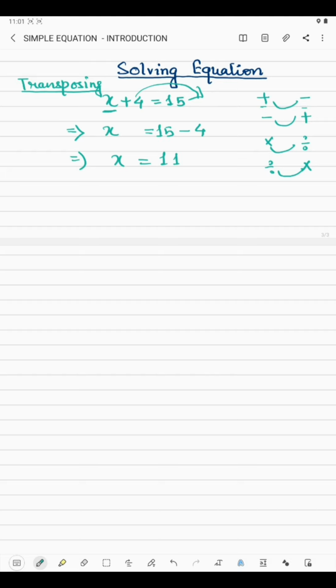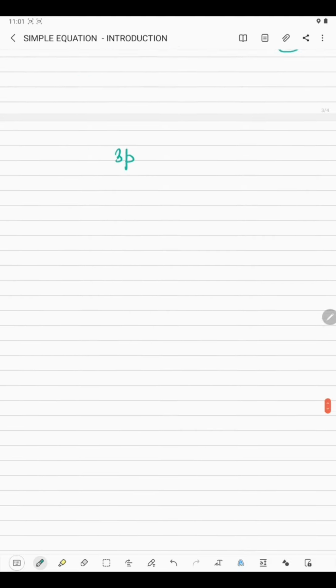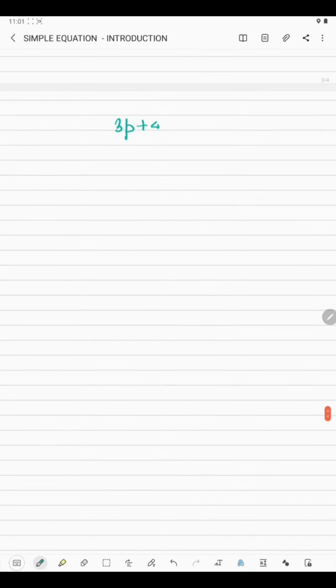Let us take another example. Say 3p plus 4 is equal to 25. At first we will have to remove 4 from it. Here we have to find the value of the variable which is p, so we have to transpose 4 as well as 3, but we cannot transpose these two numbers at a time. So at first we will remove this, and then in the next step we will have to remove this.